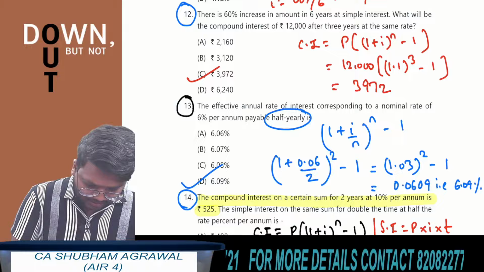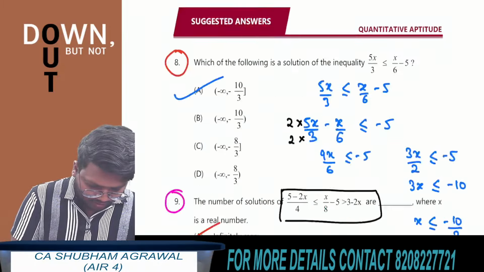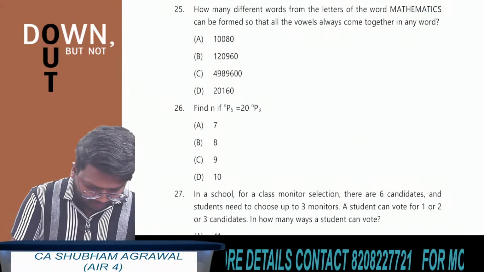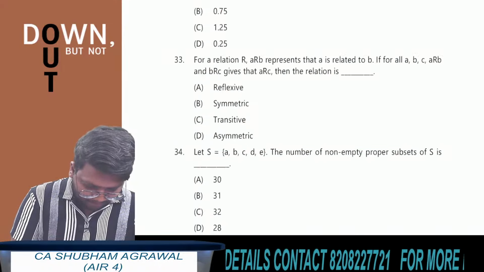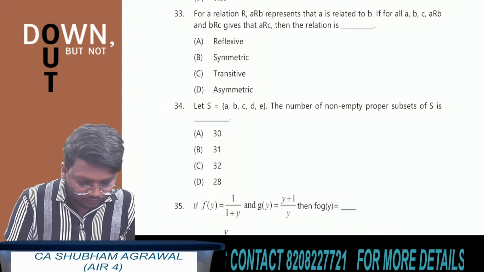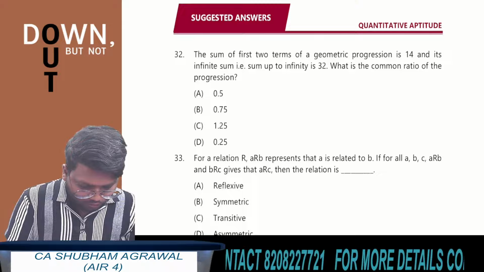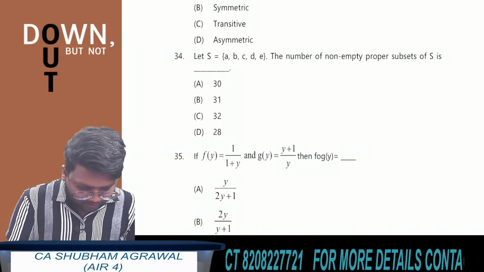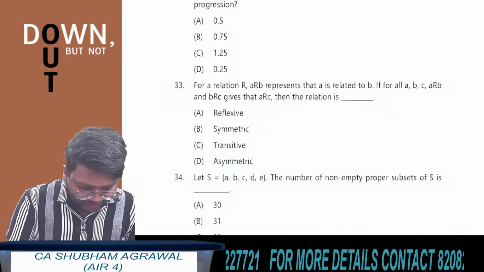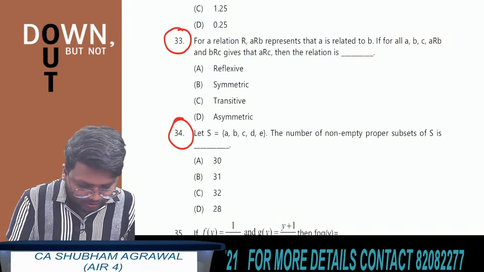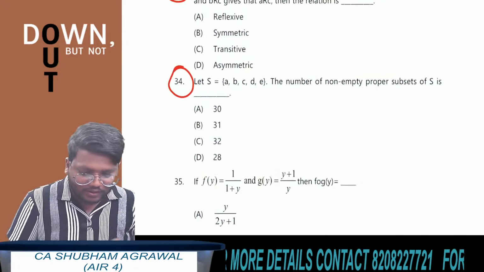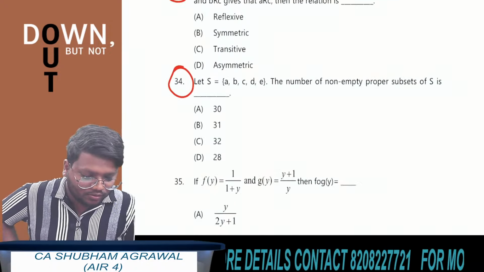I'm checking whether any other question is there from sets, relations and functions in this September 25 paper. Yes, there are some questions in this paper also. Question number 33 and 34 are from the sets, relations and functions chapter. So first we are solving question number 34. All of you quickly read this question.